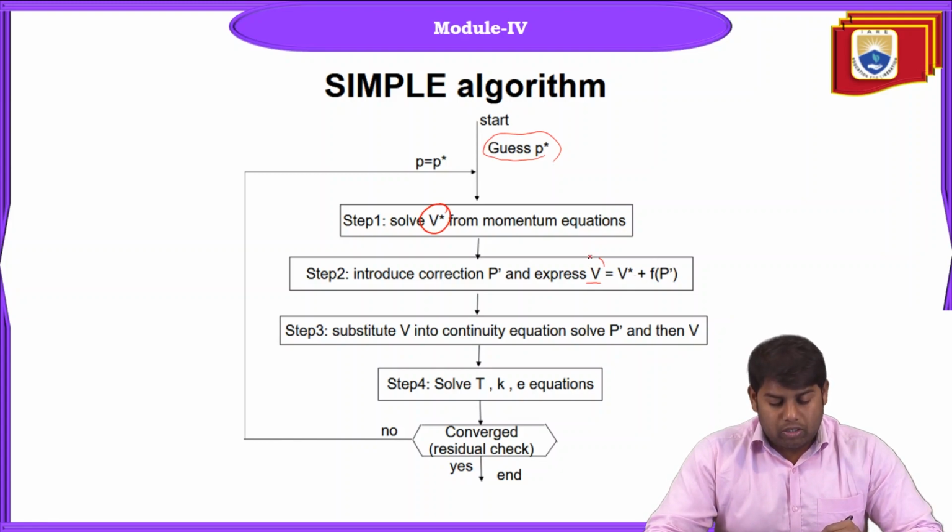Then, whatever velocity we get, we substitute in the continuity equation, and then use them to solve the temperature, turbulent kinetic energy, and internal energy equations, and we check the residue to see whether it has converged or not. Once it is converged, we stop. If it is not converged, we perform the loop again with the output of the first iteration. Let's say the output of the first iteration for P is 0.9 atmosphere. That will be the new guess value for the second iteration. So this is the SIMPLE algorithm.